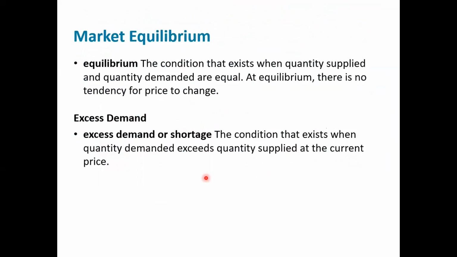So equilibrium is the condition in which quantity supplied, one point on the supply curve, and quantity demanded, one point on the demand curve, are equal. At equilibrium, there's no tendency for price to change. Price will hang out there. At every other point, you're at what's called disequilibrium, and price is going to naturally try to push you back to equilibrium. Now, the first condition is excess demand, or shortage. It's a condition where quantity demanded exceeds quantity supplied at the current market price.